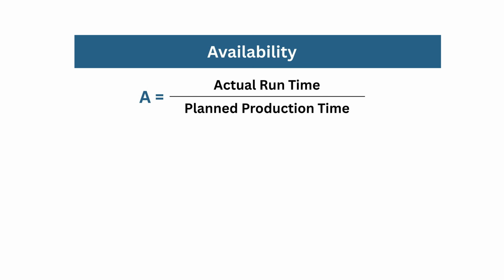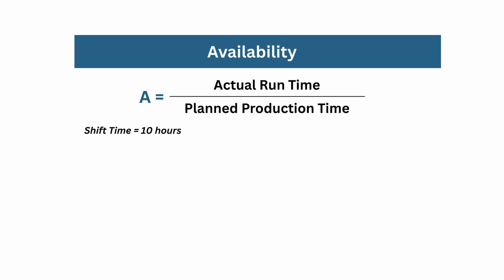I'll start with availability. This one's actual runtime divided by planned production time. Basically, each machine has a scheduled production time for the day, how long it's supposed to be running and making parts. The question we're trying to answer is how much of that time was it running. So here's the thing about OEE. It's looking at the real world. So things like scheduled breaks, holidays, shift changes, those don't hurt your availability score because they're planned. It's only unplanned downtime, like breakdowns or line stops.